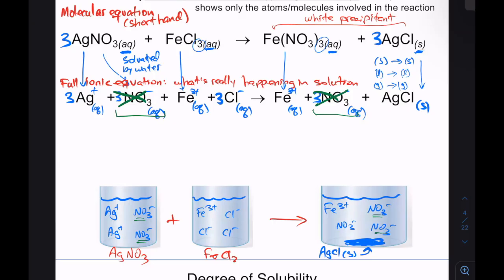What else cancels out in this way? The Fe3+. We start with 1 mole of Fe3+ in aqueous solution, and we end with Fe3+ in aqueous solution. So we can ignore them. In fact, they're not involved. These are what we call spectator ions.